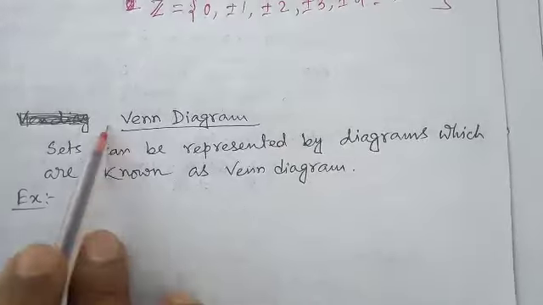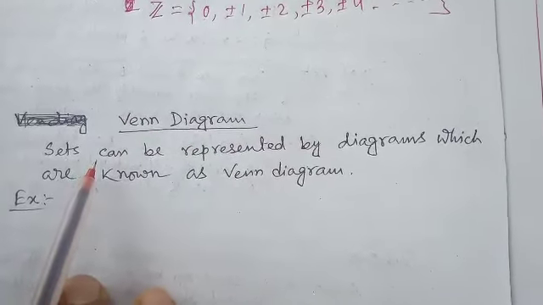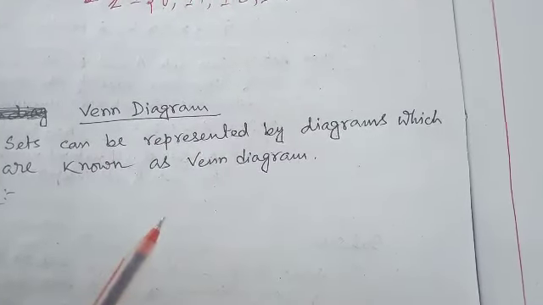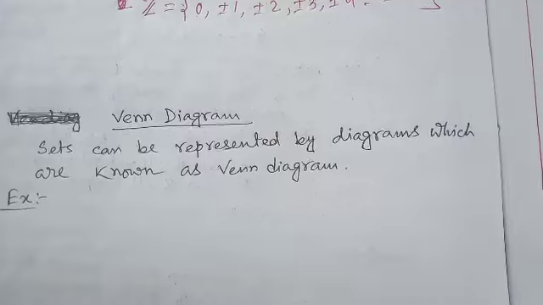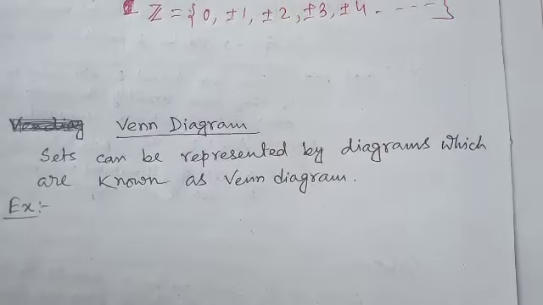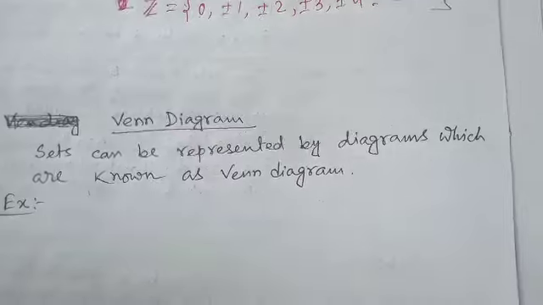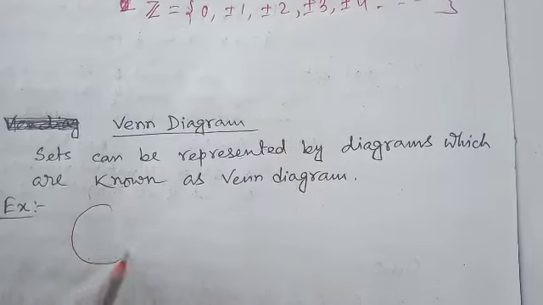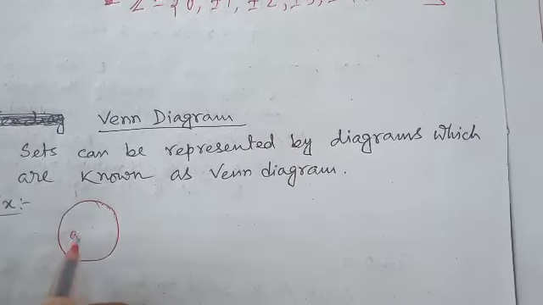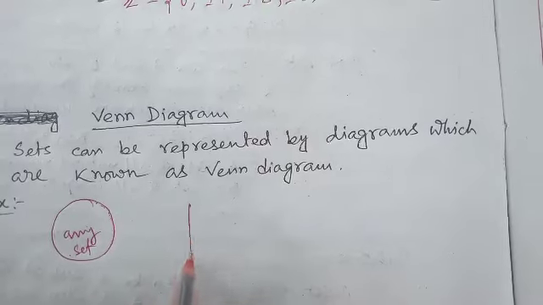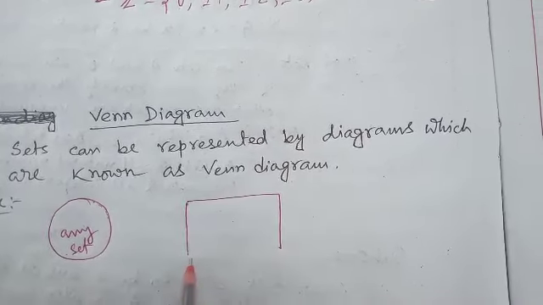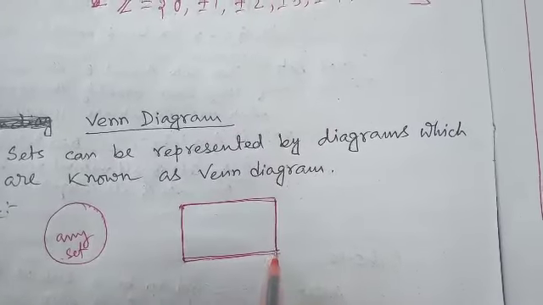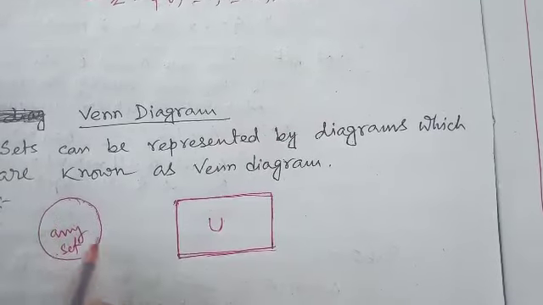Next, what is Venn diagram? A set can be represented by a diagram, which is known as a Venn diagram. So you can represent a set by another method, in a pictorial or diagram form. This is called Venn diagram. In a Venn diagram, any set we denote by a circle, and the universal set we denote by a rectangle. This is the diagram representation method. So rectangle means universal set and circle means any set.